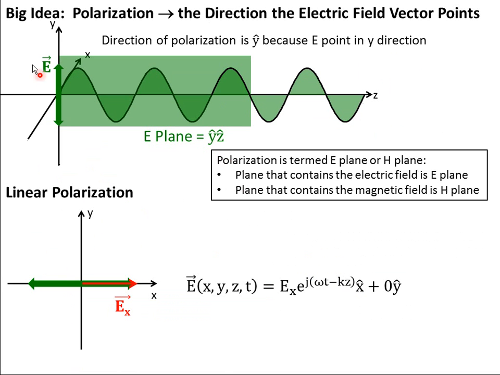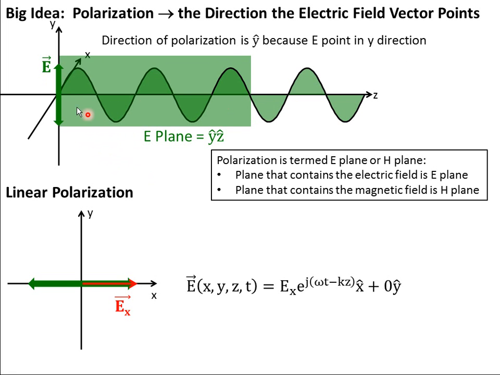Now that we're talking about the direction of the electric field, this leads us to the next big idea, which is the idea of polarization. We use polarization to indicate the direction the electric field points. Different waves can have different polarization states, but all that means is they describe how the electric field vector is going to point. So here we have the electric field in the y direction. The direction of polarization is y. We say this is a y-polarized electric field because that's the direction E is, either along positive y at some points in time or negative y at other points in time.